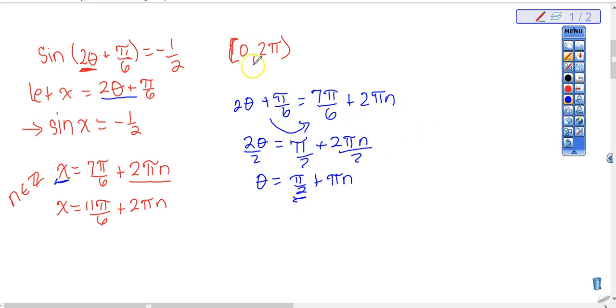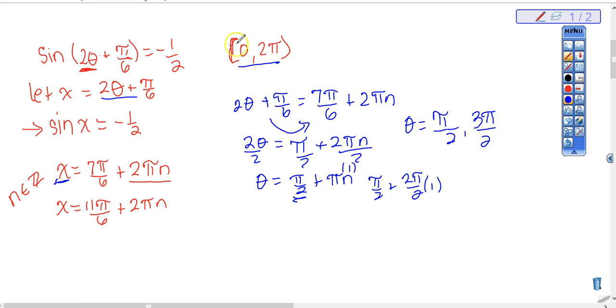And so here's what I know. Pi over 2 is actually inside of my interval, so for sure theta equals pi over 2. And then if I add pi to that, if I make n equal 1, that would be pi over 2 plus 2 pi over 2 times 1, so that would be 3 pi over 2. That's also in the interval 0 to 2 pi. And if I add another pi, that would take me to 5 pi over 2, which is greater than 2 pi. So that is not part of the solutions for the equation.